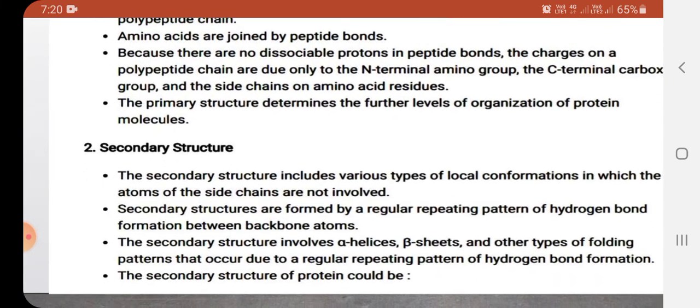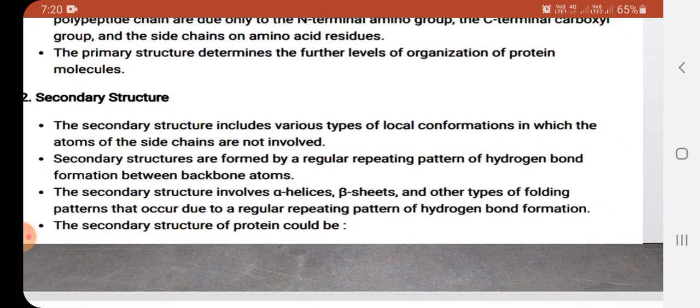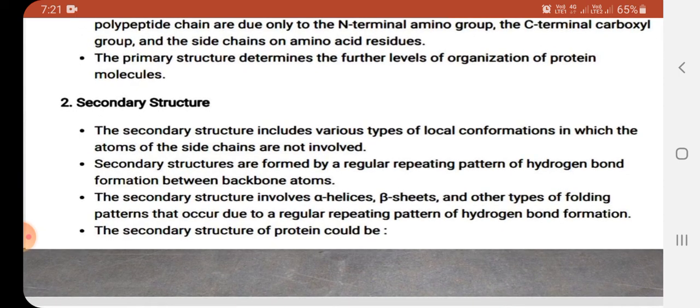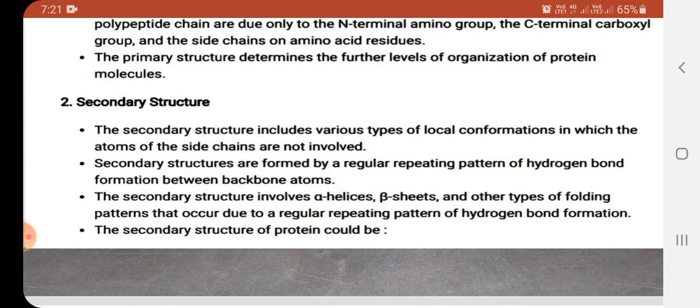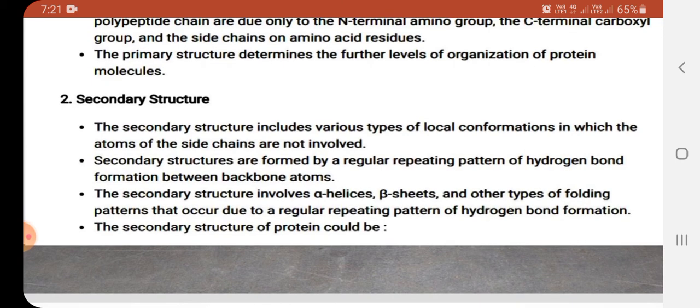Next we discuss the secondary structure. The secondary structure includes various types of local conformation in which atoms of the side chains are not involved. The secondary structure refers to the conformational arrangement of amino acids in the polypeptide chain and shows the steric relationship between them. It indicates the bending and folding of the polypeptide chain. So you can see that the secondary structure of proteins explains the bending of the linear arrangement of the polypeptide chains which is given in the primary structure.